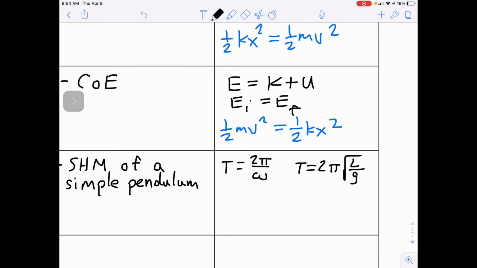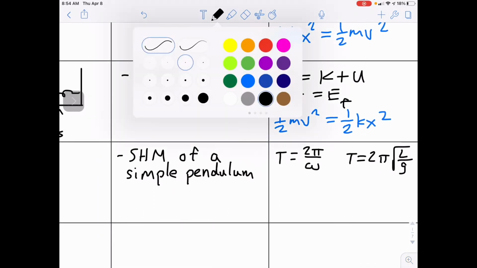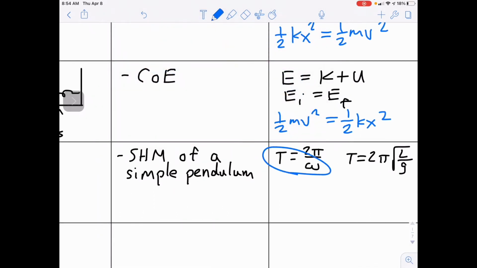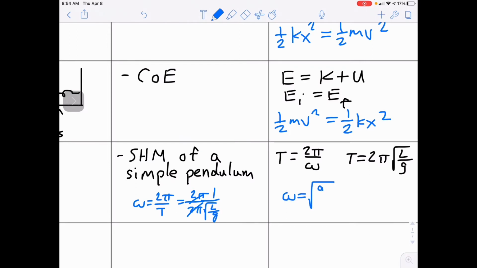And then from this, you should be able to derive the fact that if we switch those two, omega equals 2 pi over T, and T is 2 pi square root of L over g. The 2 pi cancels, and 1 divided by the square root of L over g means omega for a simple pendulum would be the square root of g over L.